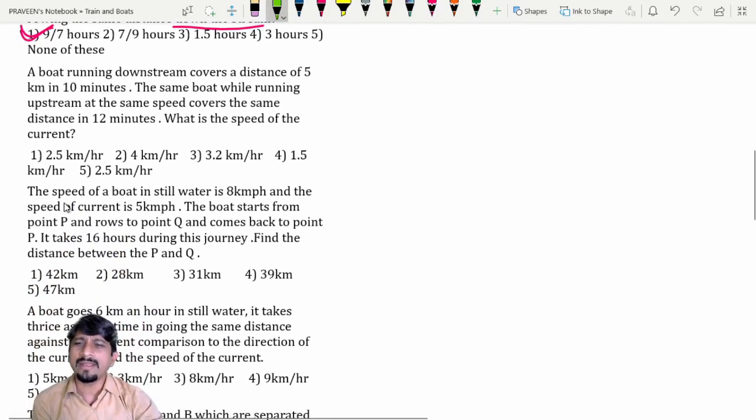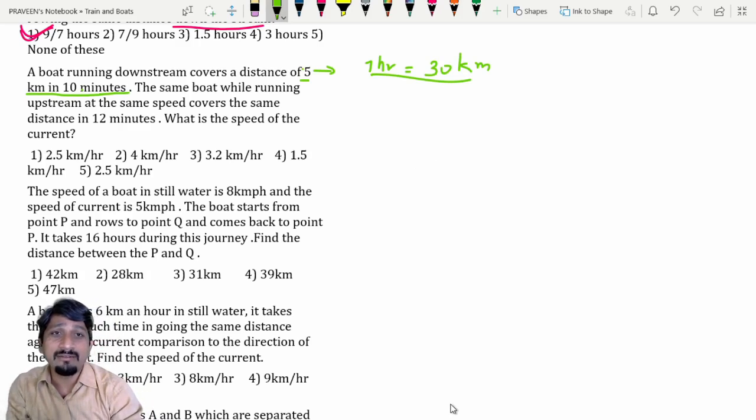A boat running downstream covers a distance of 5 kilometers in 10 minutes. When I see this one, suddenly what will come is 10 minutes, 5 kilometers. In 1 hour, 5 times 6 is 30. 30 kilometers means the speed is 30 kilometers per hour. That I can find out immediately. Downstream, but it is downstream.